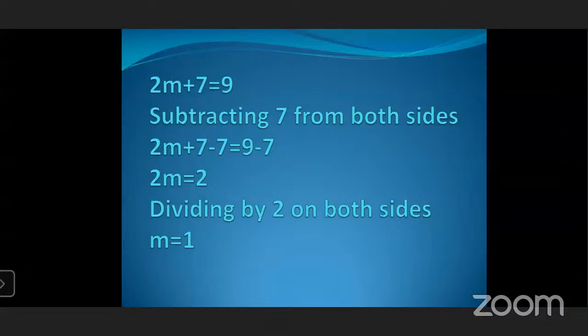Understand this again. 2m plus 7 equals 9. Plus 7 we are removing. To remove plus 7, we use minus 7. If you are subtracting 7 from both sides, it has to be from the left hand side and the right hand side as well. So 2m plus 7 minus 7 equal to 9 minus 7. Now plus 7 minus 7 will give you 0. 9 minus 7 will give you 2. So 2m is equal to 2. Dividing by 2 on both sides, you get m is equal to 1.